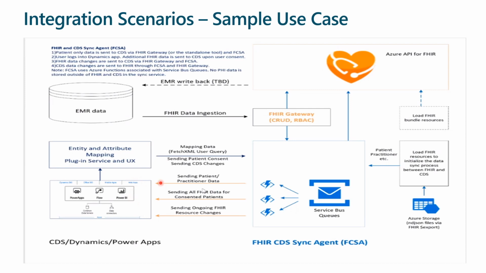And again, the message coming from the Dataverse gets processed through the Azure FHIR proxy to Azure API for FHIR. And if there are any write backs, this needs to be a custom implementation that writes back to the EMR. In cases where bulk data needs to be loaded, you can use an export function out of the Azure API for FHIR and rely on the FHIR bulk loader to load the data into Dataverse.